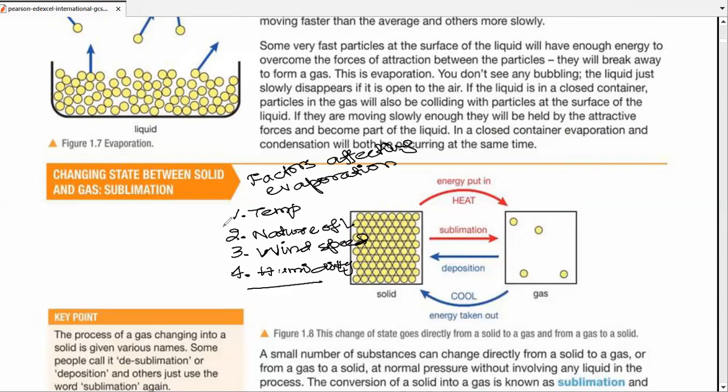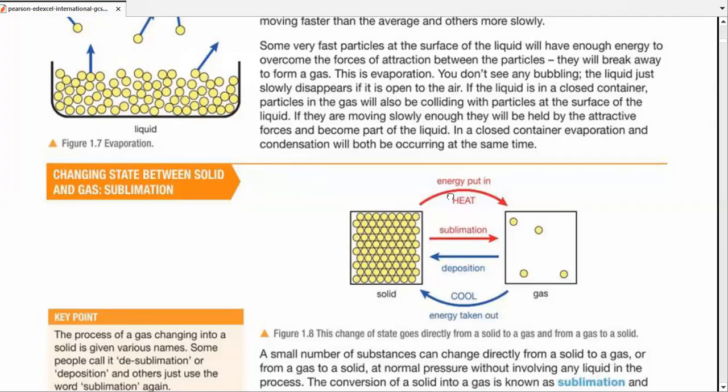So these are a few factors that affect the evaporation and are considered in past papers as well, but are not given in the book. If you're done writing, I can erase them up, and I move forward. All the notes. Yeah. Okay, good.